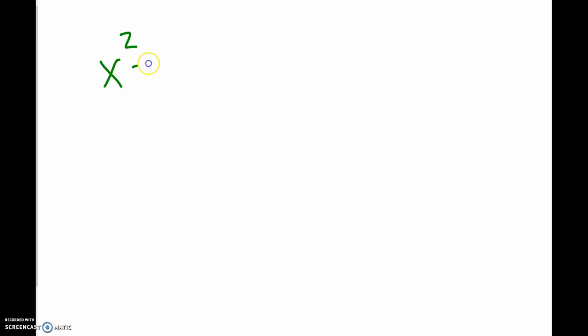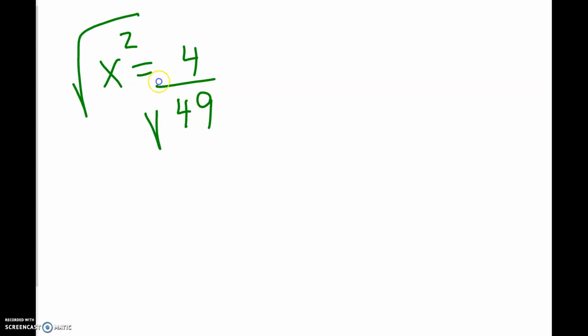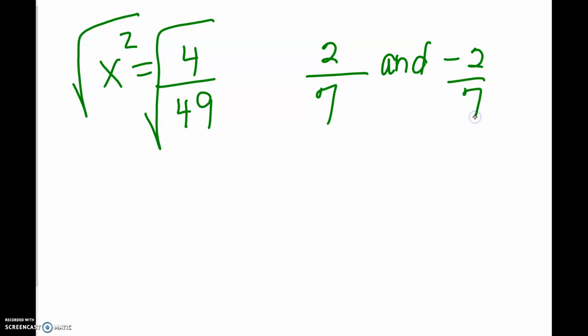So what squared gives you 4 over 49? The opposite of squaring is taking the square root. So the square root of 4 is 2, and the square root of 49 is 7. Now remember, we have two answers. So 2/7 and negative 2/7. A lot of times on the online book assignment, what they're going to do is have you write plus and minus, and then the fraction 2 over 7. That's just the mathematician's shortcut way of writing this answer.